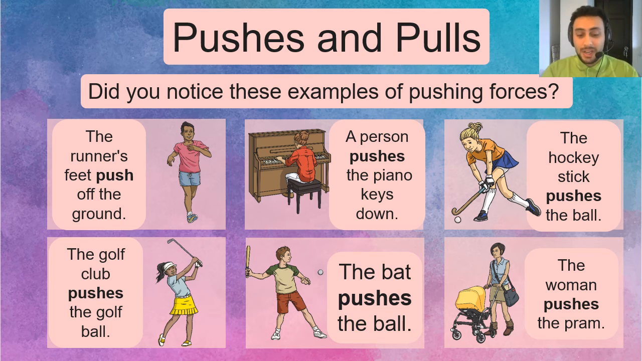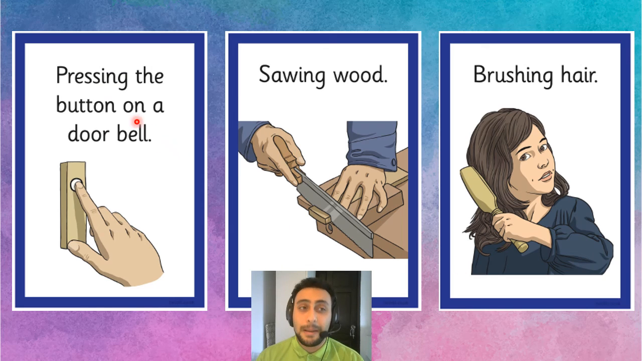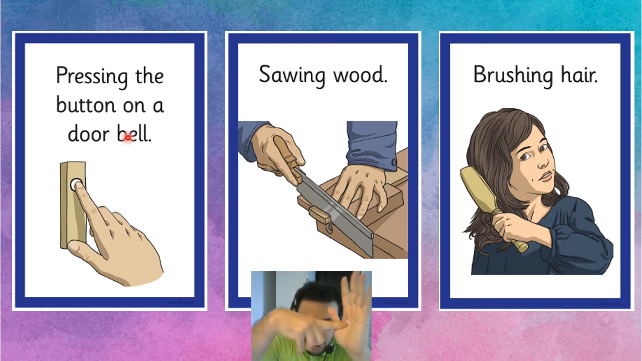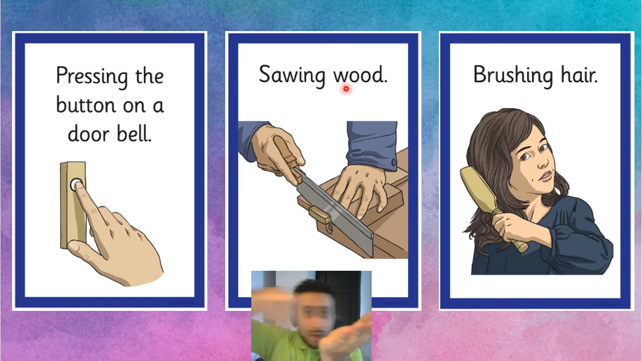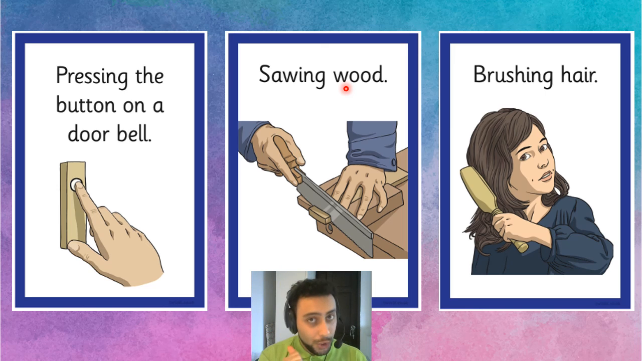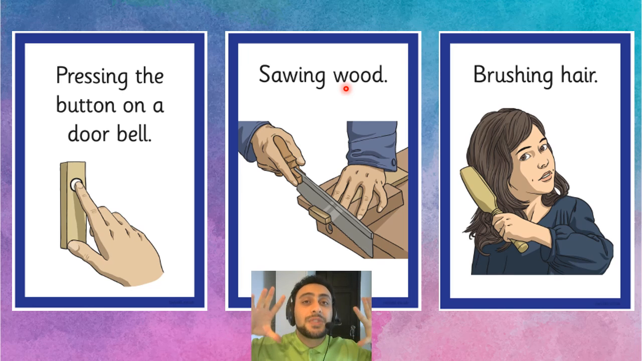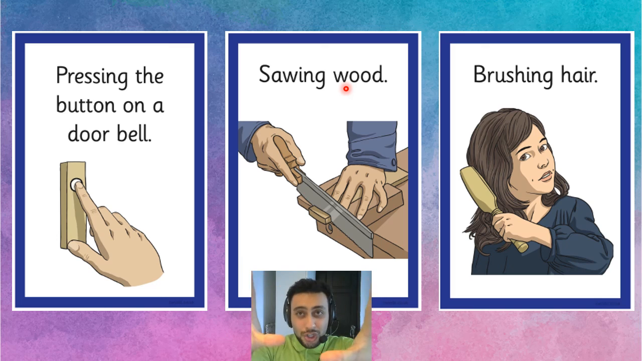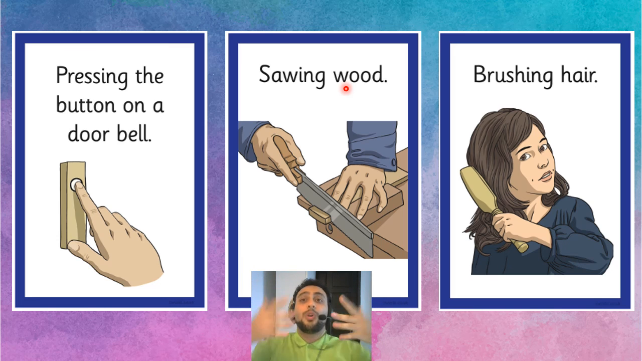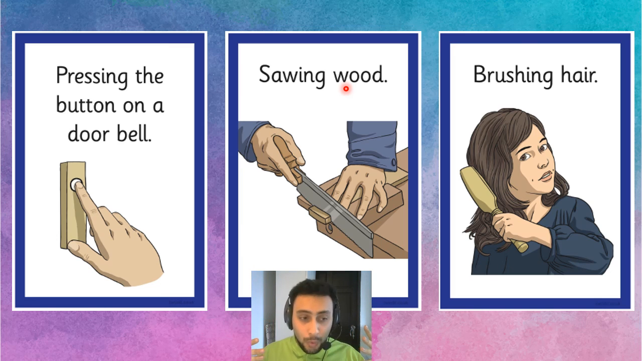She's pushing it. Now, we have some examples like pressing the button on the doorbell. When you press it, see, you push, right? Or sawing wood, when you're pushing it down. Or when you're brushing your hair, you are pulling, right? So when you move something away from yourself, like this, it's called push. When you move something towards yourself, we call it pull.